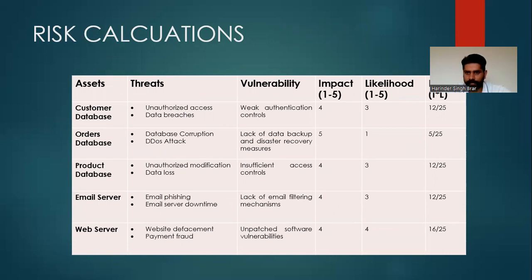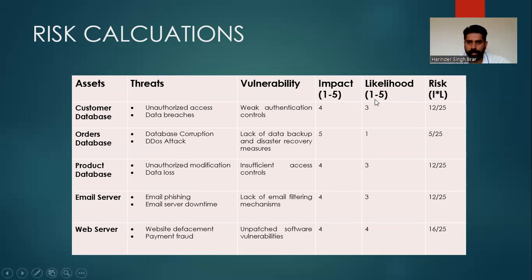likelihood and risk. Impact and likelihood are rated from 1 to 5, where 1 is very low and 5 is very high. Customer database: threats are unauthorized access, data breaches; vulnerability, weak authentication controls; impact 4, likelihood 3, and risk is 12 out of 25.